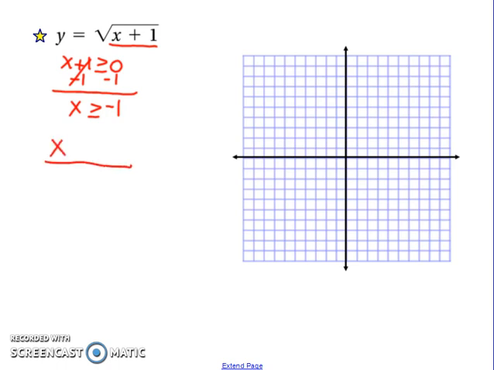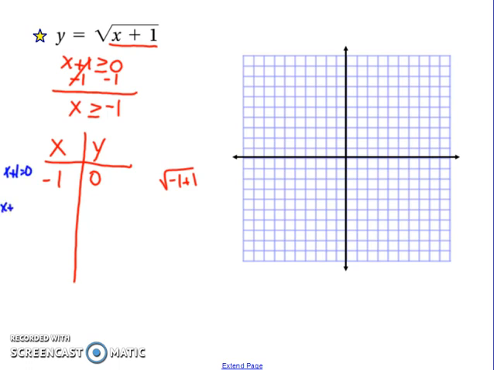So when we make our xy chart, we're going to start with a negative 1 for x. So when we plug that in, we have negative 1 plus 1, so it's the square root of 0, which is 0. Now, we also want to make sure that what's underneath the radical is a perfect square. So we have to figure out what x needs to be. So when x was negative 1, underneath the radical was 0. So x plus 1 equals 0, right? We solved that and we got negative 1.